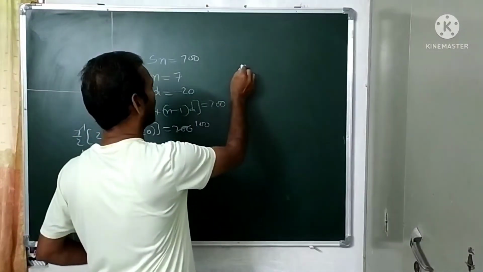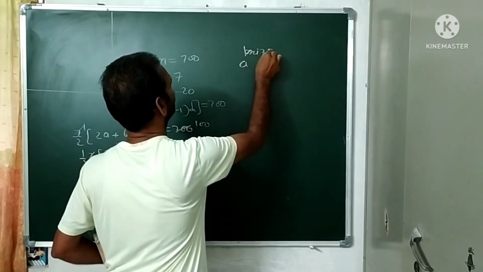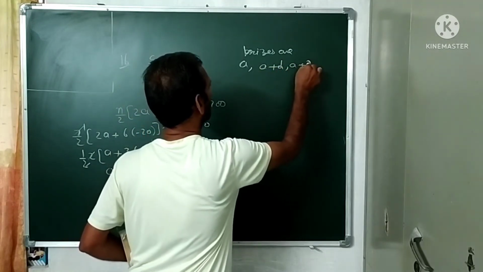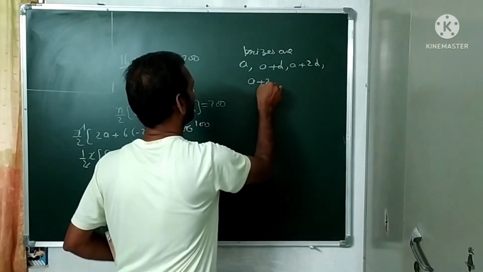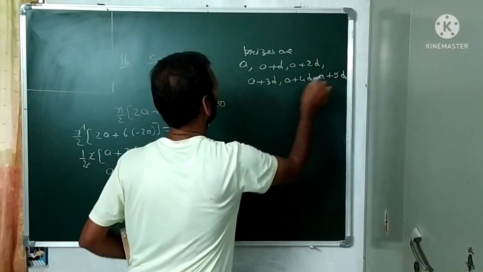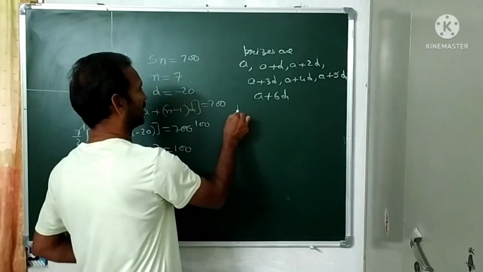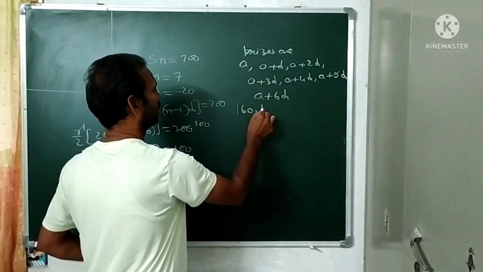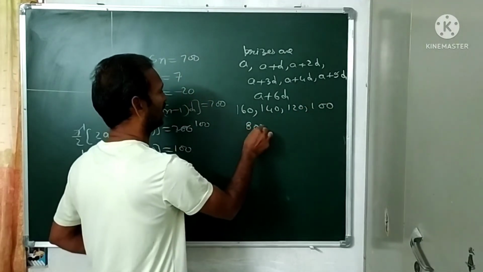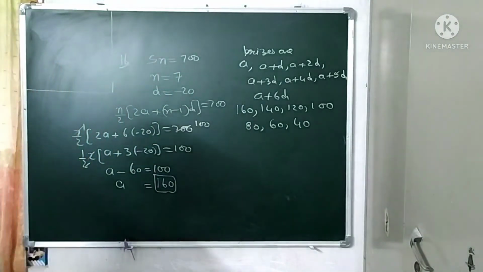So prizes, 7 prizes. The prizes are a, a plus d, a plus 2d, a plus 3d, a plus 4d, a plus 5d, a plus 6d. 7 prizes. So 160, reduce by 20: 140, 120, 100, 80, 60, 40. So these are the values of the prizes.